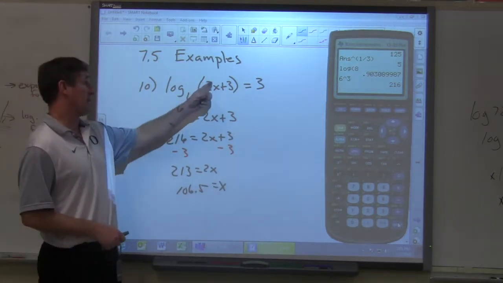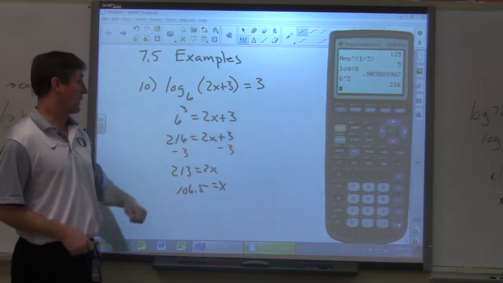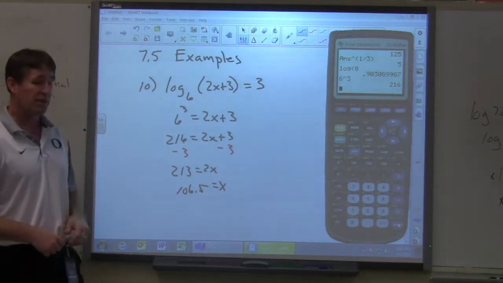So again, the key, remember, because the variable's not in the exponent, we don't need logarithms, and so we go through and solve that. So that's number 10.